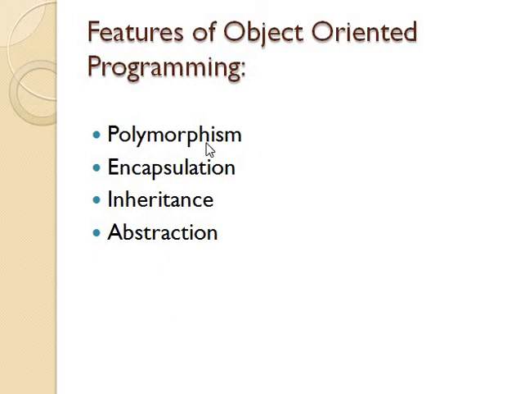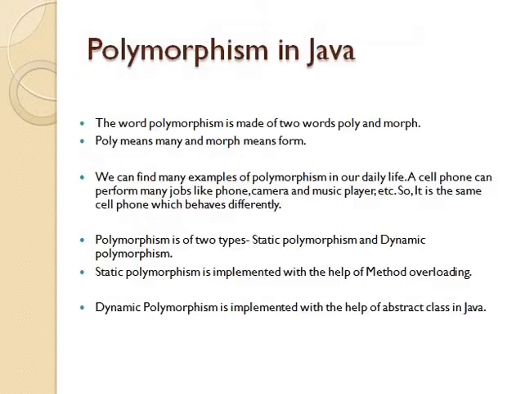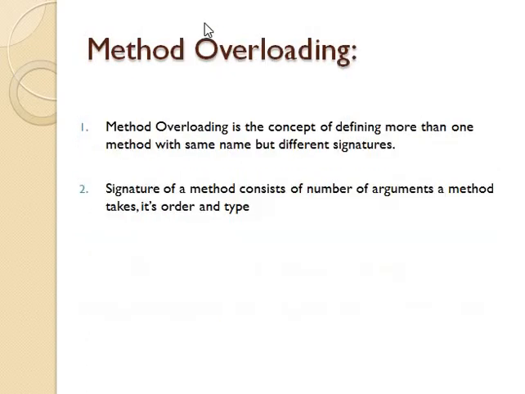I have also discussed that polymorphism is of two types, static polymorphism and dynamic polymorphism. The static polymorphism is implemented with the help of method overloading. So what was method overloading? Method overloading was the concept of defining more than one method with the same name but different signatures.